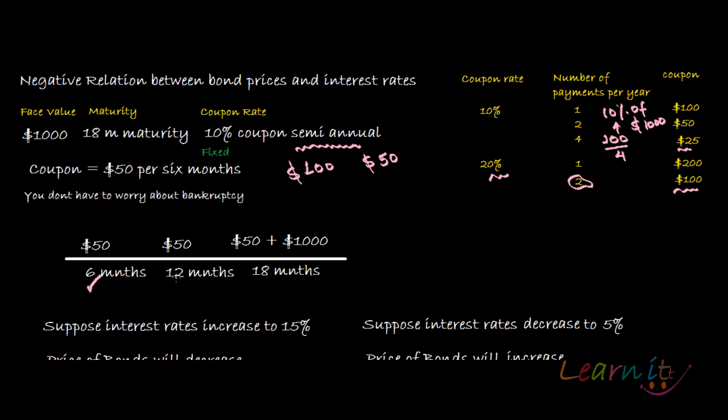Every 6 months you'll be getting $50, and after 18 months you'll be getting, of course, $50 plus your face value also, which is $1,000. So after 1.5 years, what you'll be getting is $1,050.